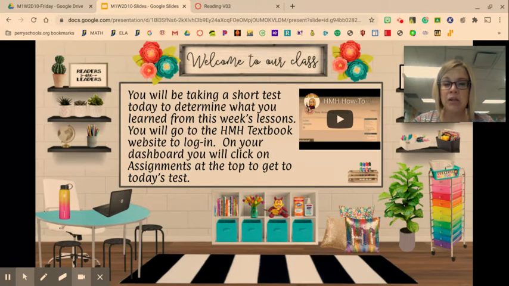You're going to go to your HMH textbook website, and you're going to log in using your Google access, and then at the top there will be some headings. You're going to click on the assignment one, and underneath that you should see the test for Module 1, Week 2, and it probably will have something to do with Stink and the Freaky Frog on there as the title. As always, if you have any questions, you can send me an email.